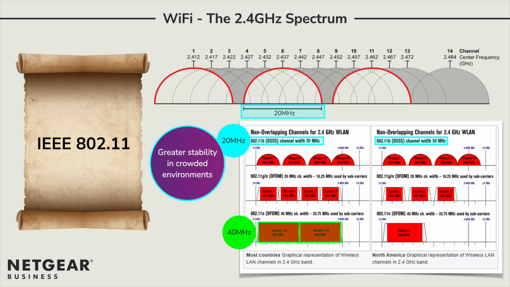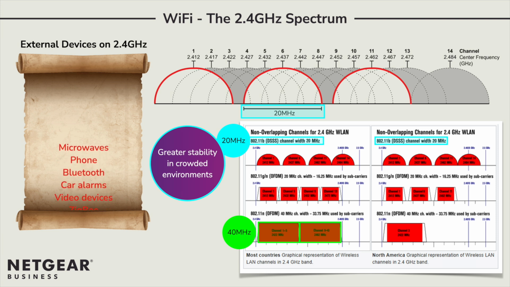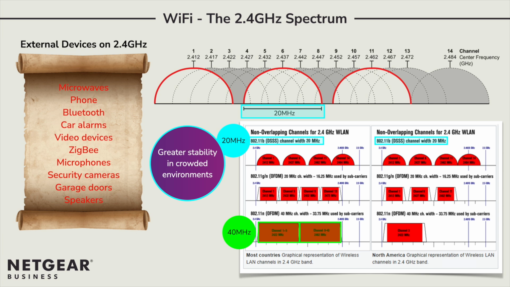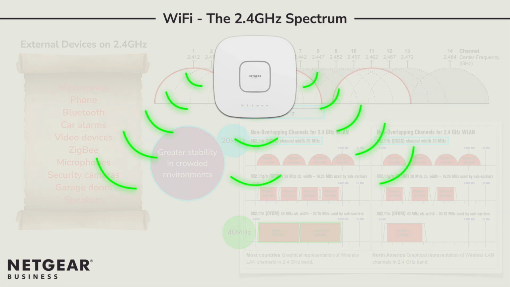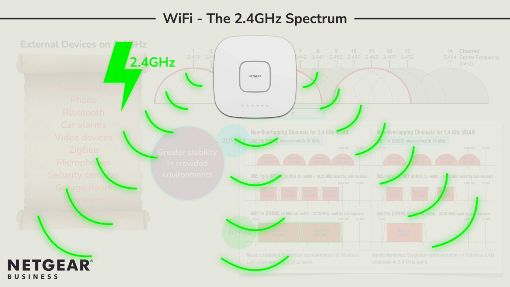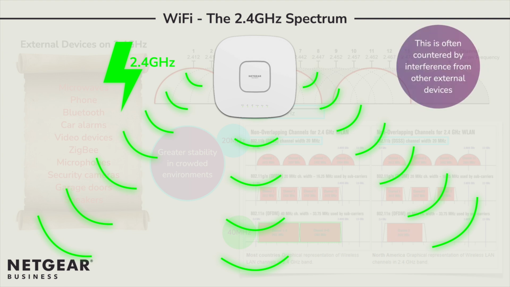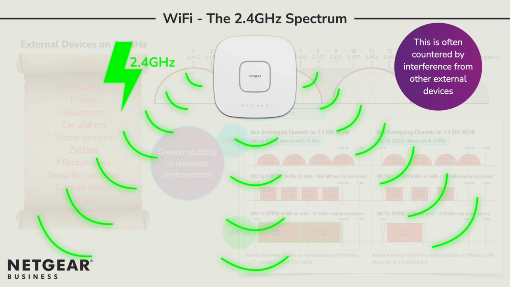Finally, as we alluded to earlier, the 2.4 GHz band unfortunately shares the same space as many other radio devices, which can interfere greatly with Wi-Fi traffic. While 2.4 GHz is able to send packets further than high frequencies, this is often countered by interference from all these other devices.